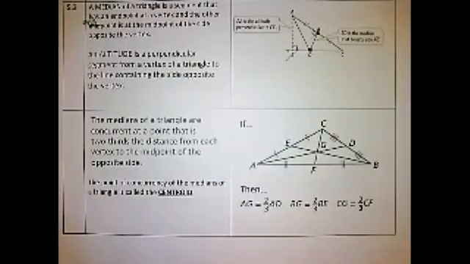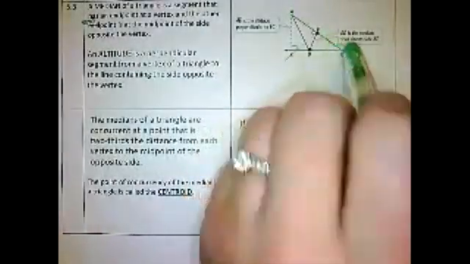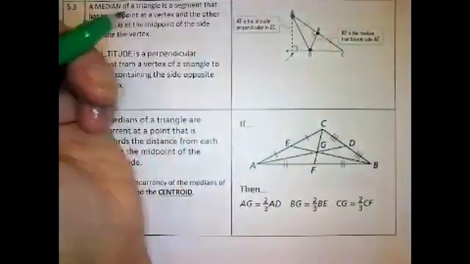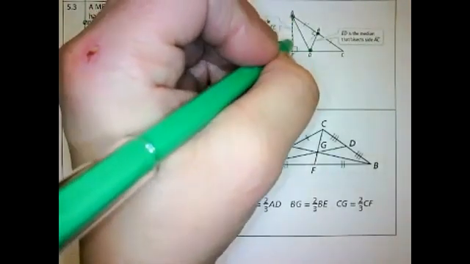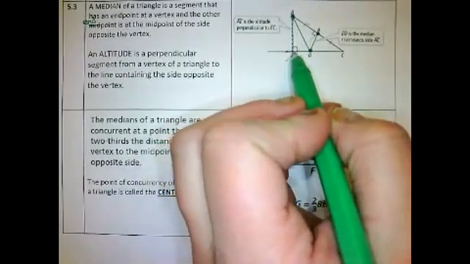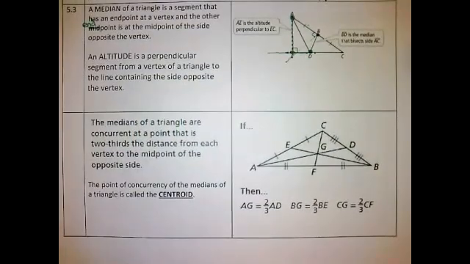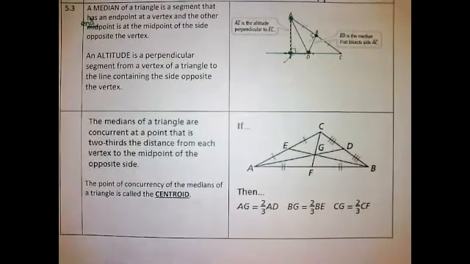So an altitude is a perpendicular segment from a vertex of a triangle to the line containing the side opposite the vertex. So we don't have to cut, just like a perpendicular bisector has to be perpendicular and cut the line in half. An altitude just has to start at a vertex and be perpendicular. So you notice that in this case, the altitude actually intersects segment CD outside of the triangle, which is okay. We're learning lots of different vocabulary words in this chapter, and you need to understand the difference between all of them because we will be using them again.